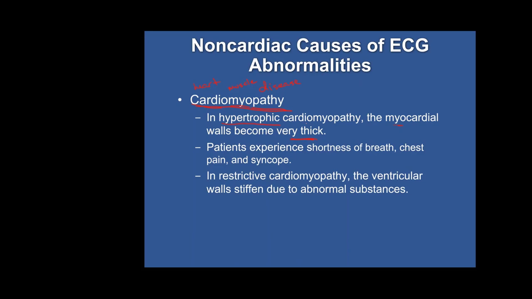Not for the heart, right? It's too sensitive. So shortness of breath, chest pain, syncope, and restrictive cardiomyopathy. So another type, right? Hypertrophic is one type, restrictive is another type. The walls of the ventricle actually get stiffer, which means they're not going to have as good an ability to pump when those walls are stiffer, right? So you're going to be restricting the effectiveness of that cardiac muscle pumping.